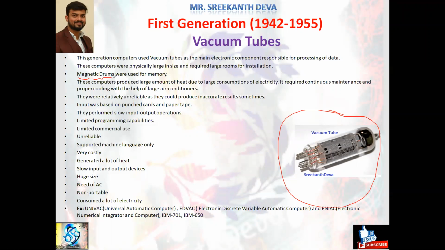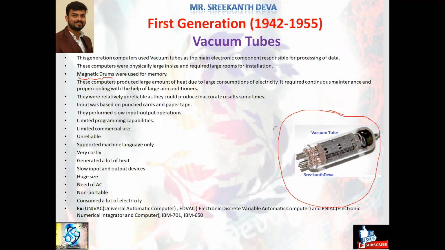These computers required continuous maintenance and proper cooling with the help of large air conditioners, because they were continuously heating. Due to that reason, more air conditioners were required. They were relatively unreliable, as they could produce inaccurate results sometimes. Input was based on punched cards and paper tapes in the first generation computers. They performed slow input output operations.